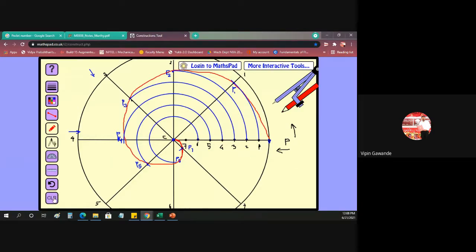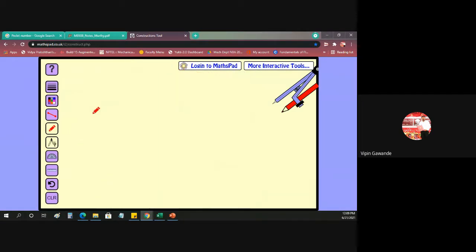Now let us take the second condition. So this is the first condition, when the P point is moving from the end to the center. Now we will take the second condition, when the P point will move from the center to the end. Okay. Now let us take that condition. Okay. So we will take that one.